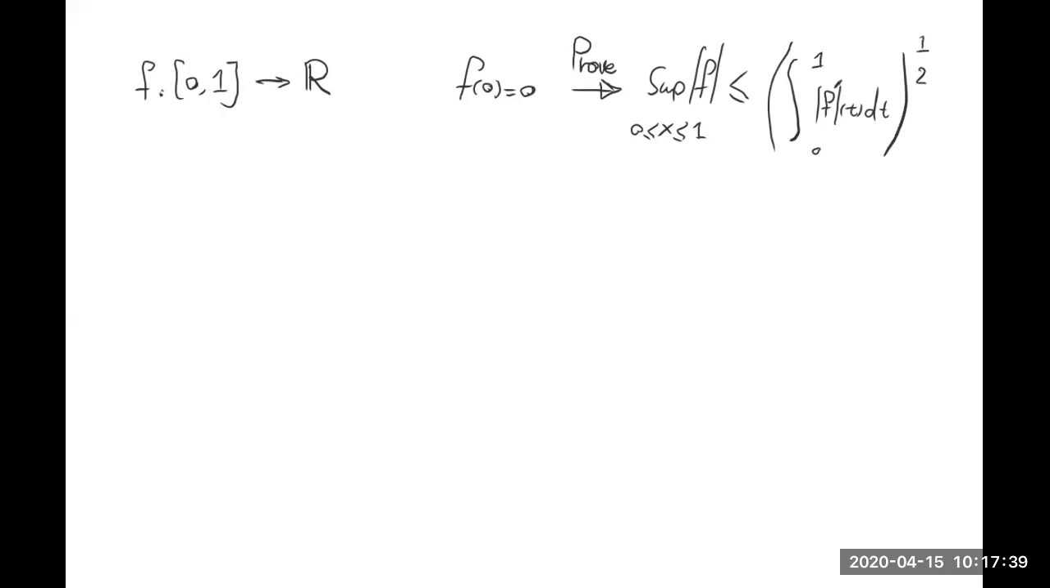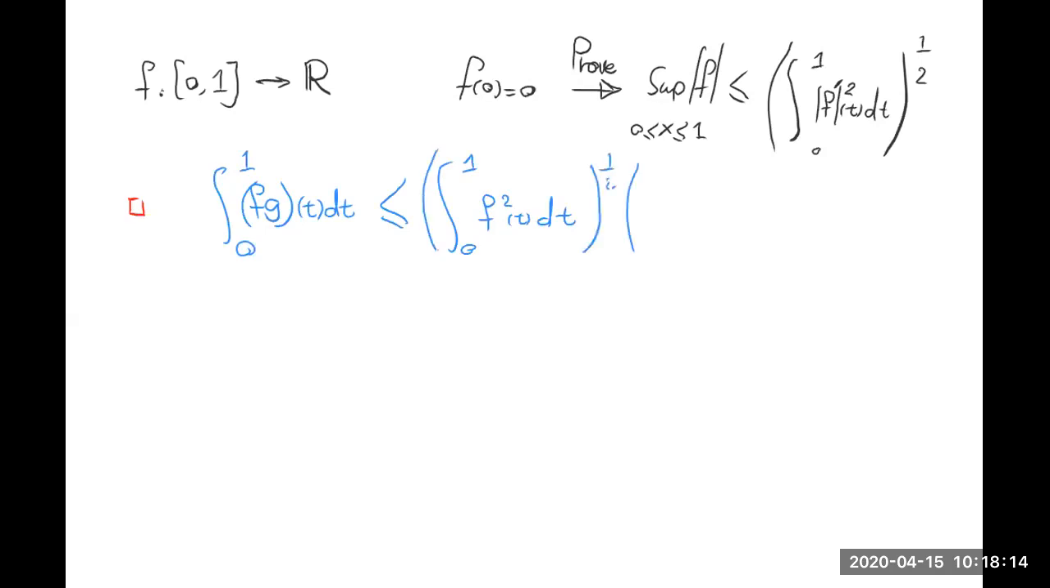Now I want to use this inequality we had. So we just learned that the integral of f times g t dt from 0 to 1 is less or equal than the integral of f squared t dt from 0 to 1, to the power of 1/2, times the integral from 0 to 1 of g squared t dt, to the power 1/2. Sorry, I forgot in the question, it's the norm of f prime squared.